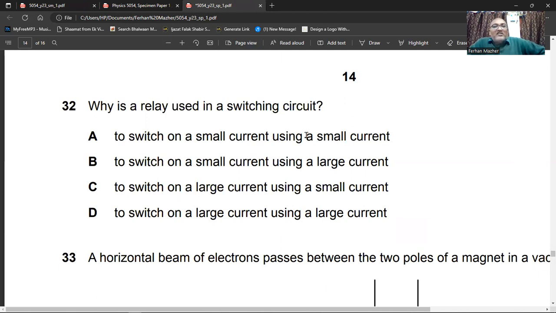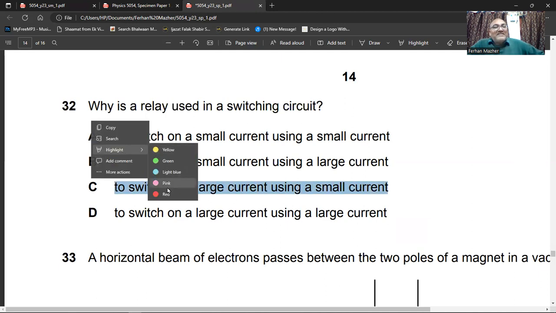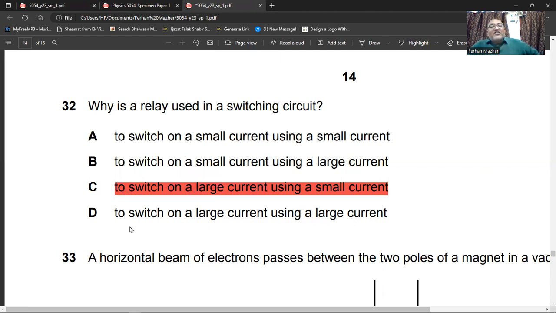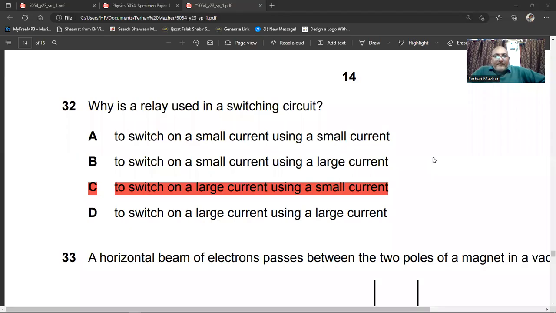To switch on a small current using a small current, no. To switch on a small current using a large current, no, no, no. To switch on a large current using a small current, yes. This is the basic. To switch on a large current using a large current, no. C is the right answer, sir. So I think C is the right option. This was question 32, C is the right option, sir.